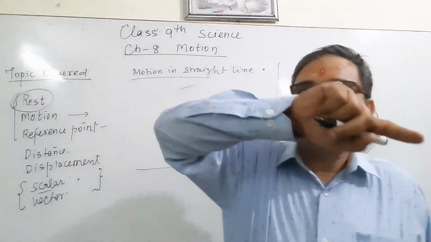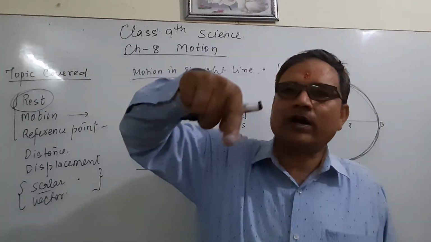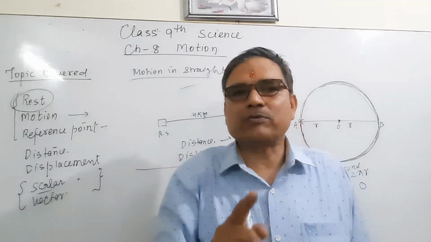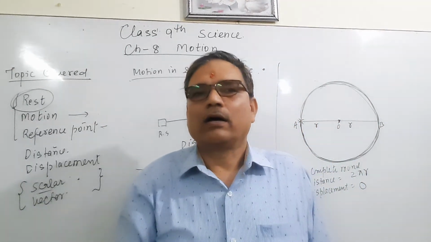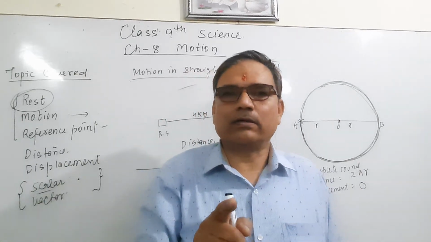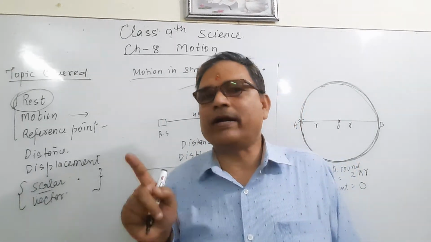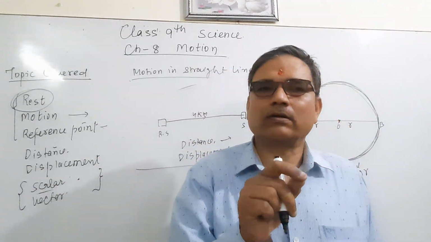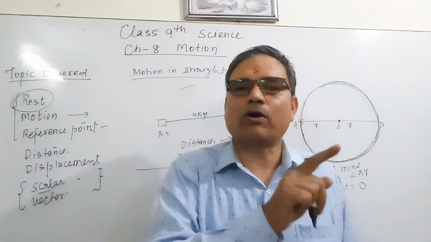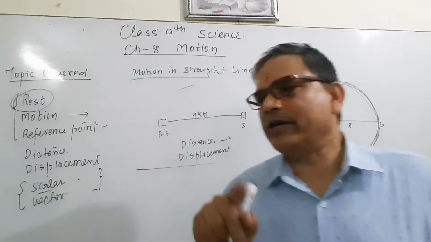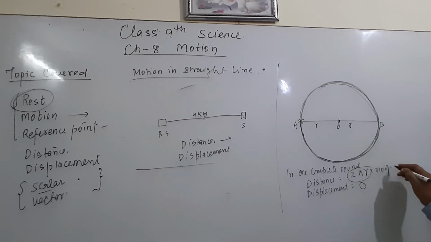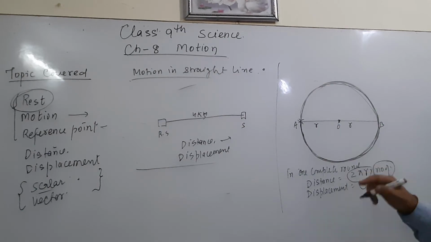We can say in a complete round of a circle, whether it is 1 round, 2 round, 3 round, or 4 round, the displacement will be 0, but the distance will be the circumference into the number of rounds. If I take 1 round, then 1 into 2 pi r.